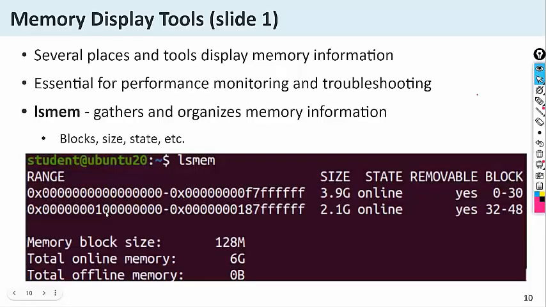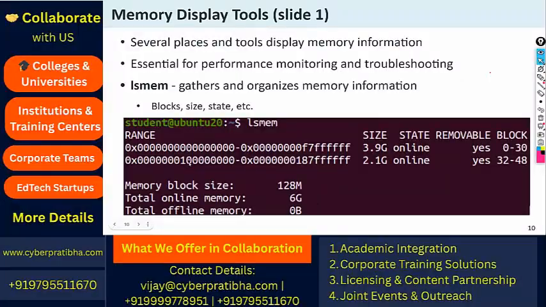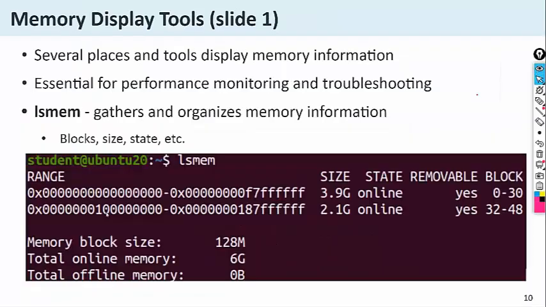Okay, memory display tools. So memory, all of us already know about memory. Memory is one of the important pieces of hardware in a computer. If memory does not work, then your computer will not start. And sometimes I have installed 2 memory modules, like one is 32 GB and another RAM is 32 GB. So the total size of the memory is 64 GB, but when my computer is running, it is utilizing only the 32 GB RAM.